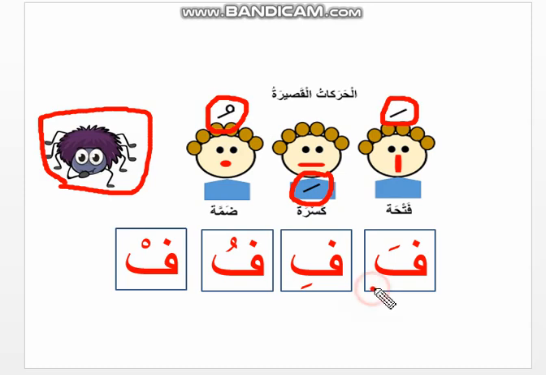Let's read the letter F with these sounds. The first one, F and A, Fa. The second one, F, E, Fi. The third one, F, U, Fu. The last one, we will freeze the letter because there is a small circle on the top called sukoon. This one is F, F.